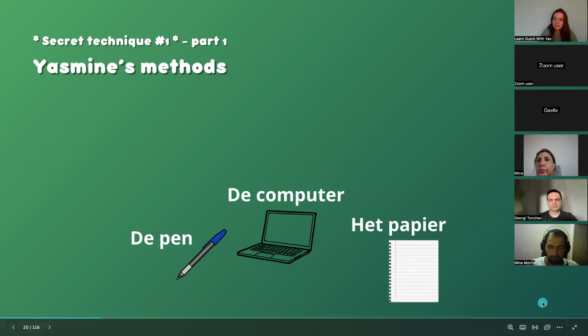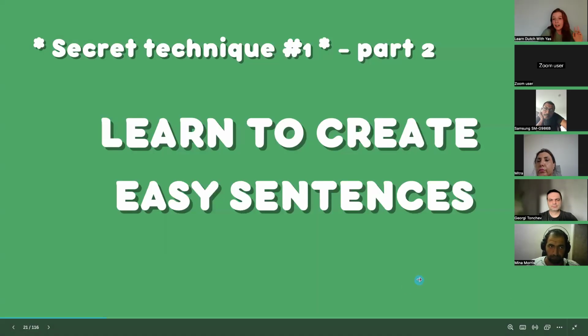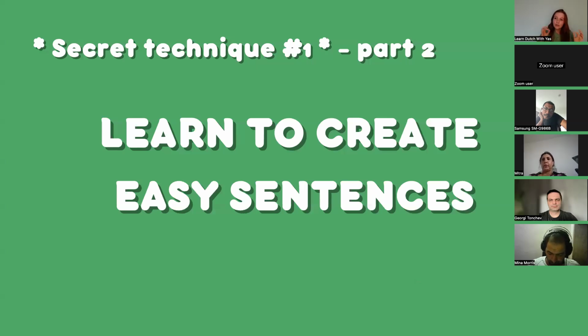Let's have a look at the second part of secret number 1. That is, learn to create easy sentences. What do I mean with that?